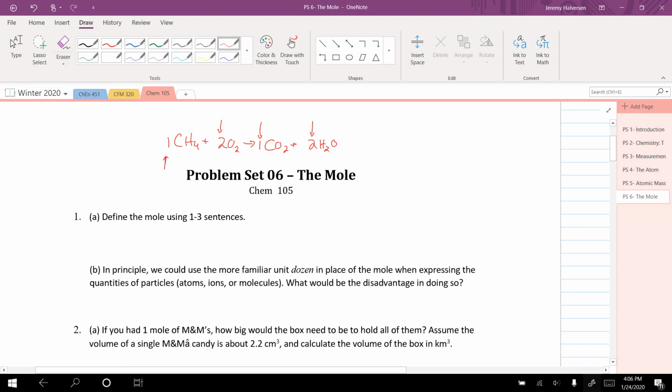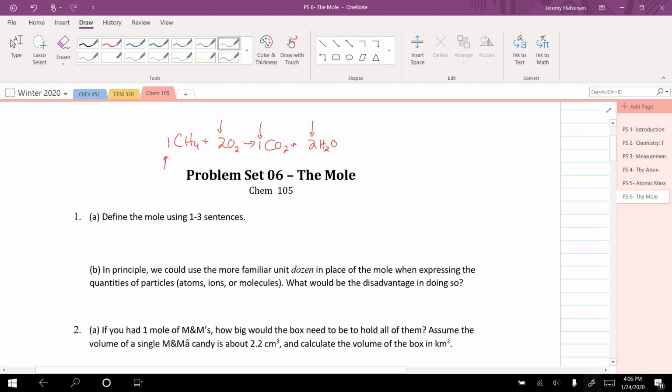That's awesome, but if I want to run this reaction and get the correct amounts of everything, I would have to go out and measure 1 molecule of CH4. I don't know how to measure something that small. So it would be nice if we had a way of talking about atoms and molecules in amounts that are actually reasonable and practical for us to deal with.